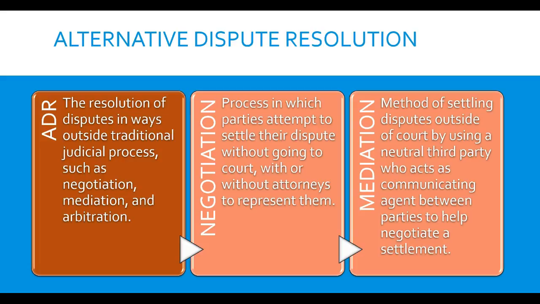One form of ADR is negotiation, in which the parties attempt to settle their dispute informally with or without attorneys. They try to reach a resolution without the involvement of a third party. In mediation, the parties attempt to negotiate an agreement with the assistance of a neutral third party, a mediator. Mediation is essentially a form of assisted negotiation. The mediator takes an active role in resolving the dispute, but does not make a decision on the matter being disputed.